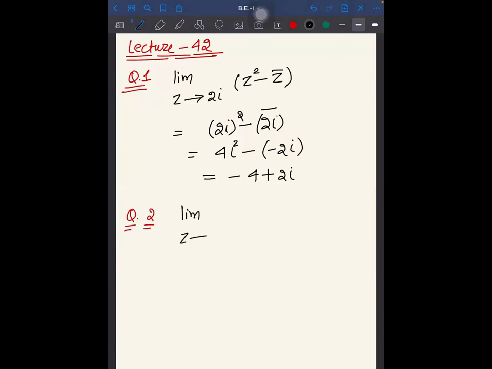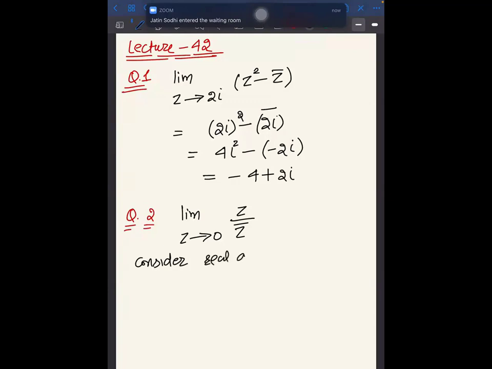Limit z goes to 0, z upon z bar. The most general idea would be what? We'll take the limit once in the direction of the real axis and then in the direction of the imaginary axis. See what will happen. So first of all, consider the real axis only. That means your z goes to 0, so you simply take the imaginary part to be 0. So ultimately z is equal to x, and z goes to 0.